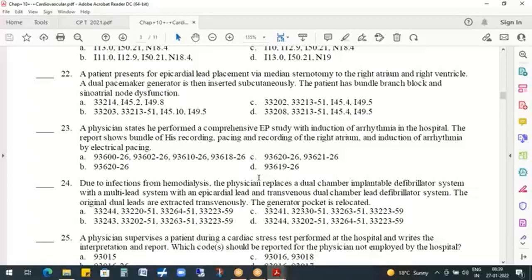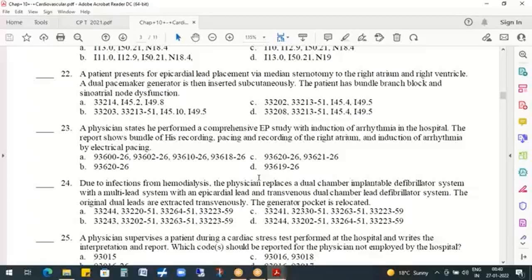What is the placement of lead? Transvenous or epicardial? Epicardial. Now, based on these points you will get 50% of the answer. As I said, there are only 2 codes used for placement of leads: 33202, 33203. Now what are they performing here? Median open sternotomy, incision. 33202. Where is 33202? It is in option C.